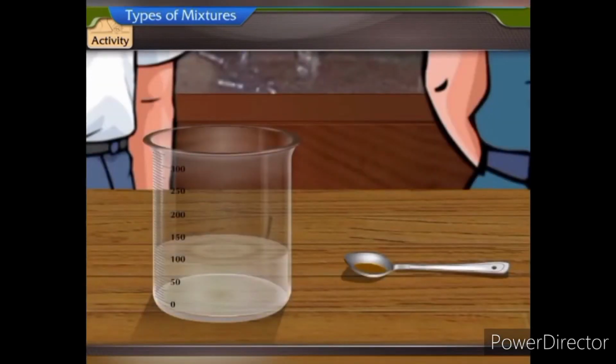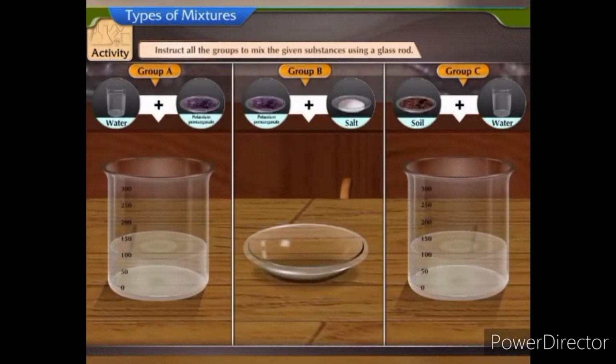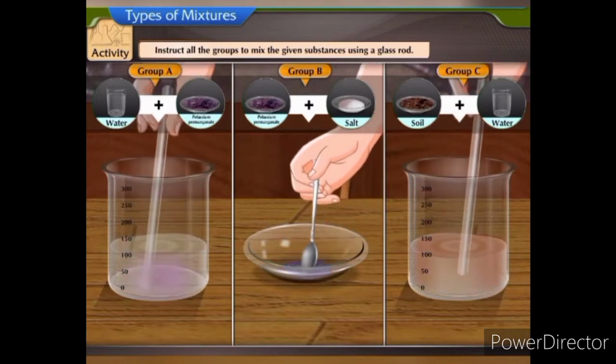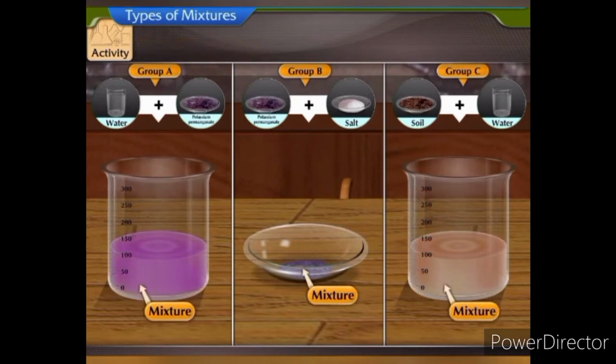And half a teaspoon of soil and 100 milliliters of water to Group C. Now instruct all the groups to mix the given substances using a glass rod. We now have 3 mixtures. Let us now record the observations of each of these groups.